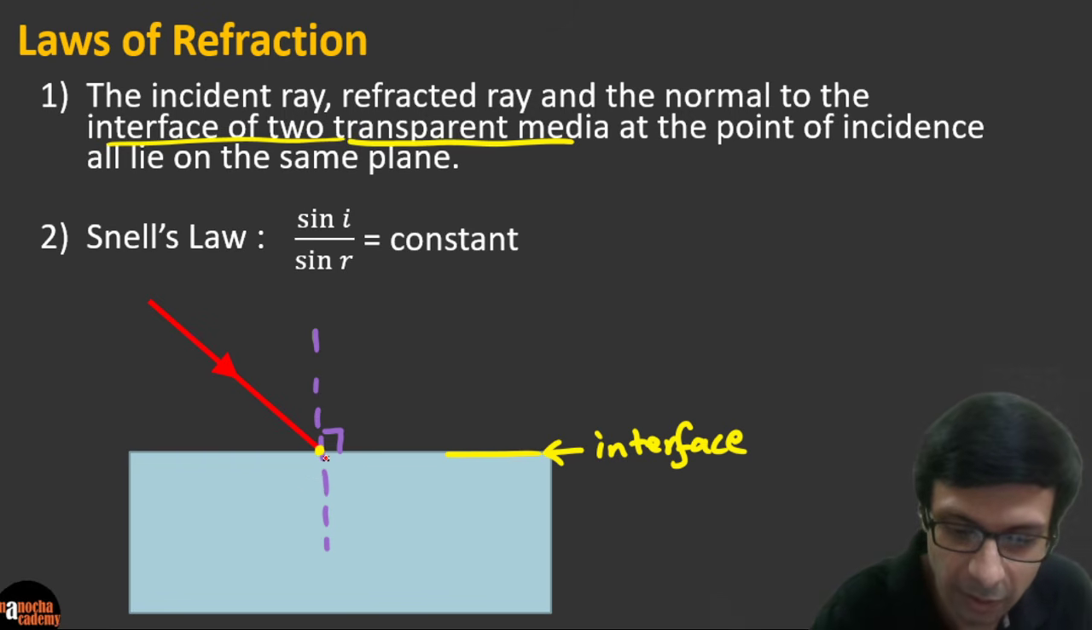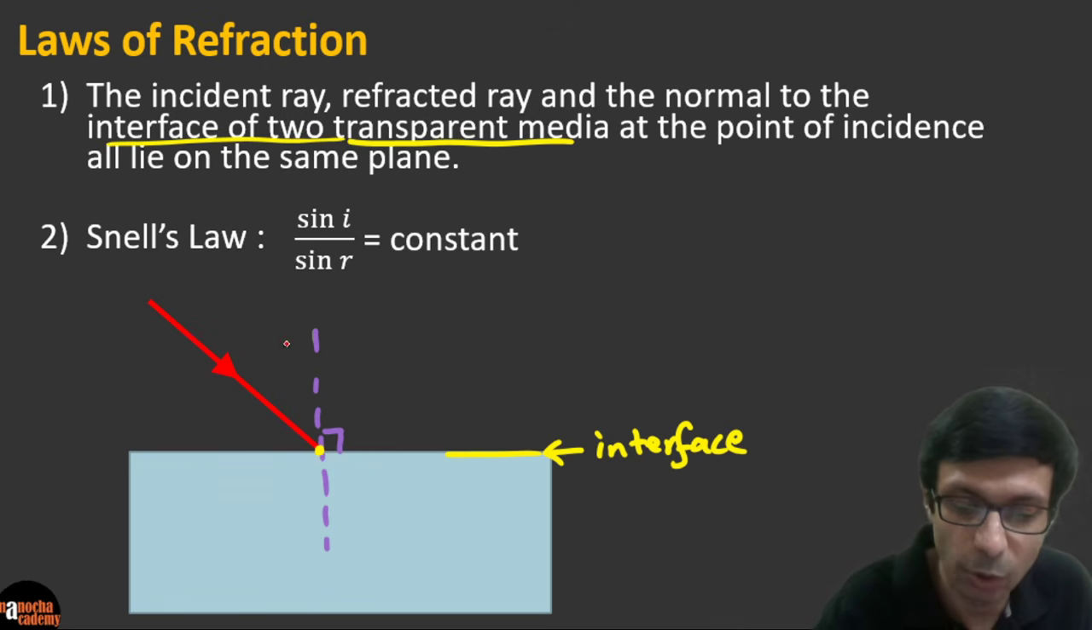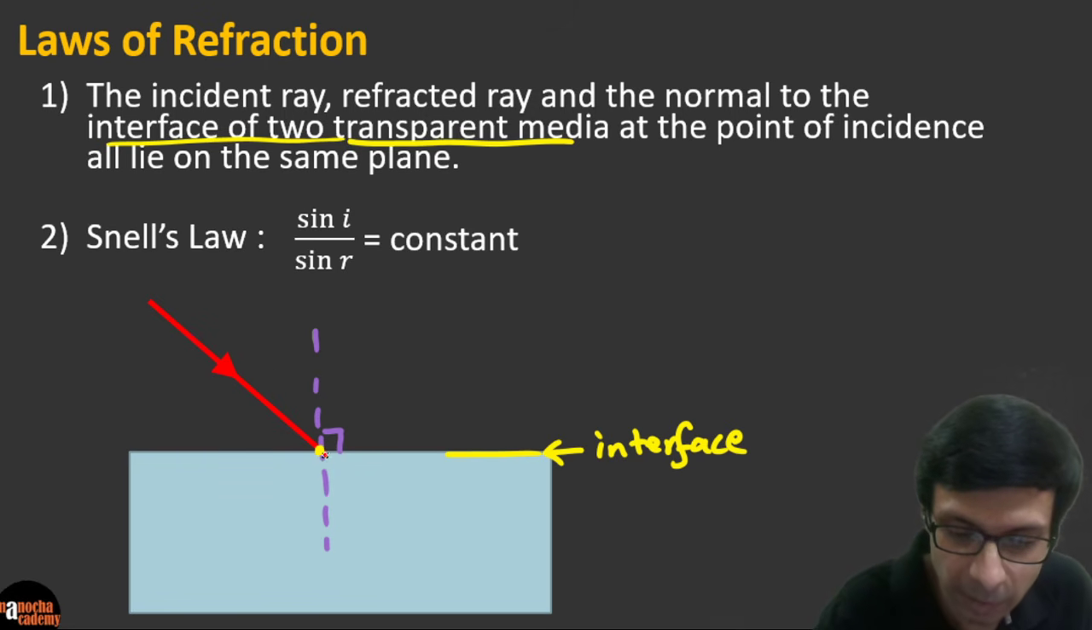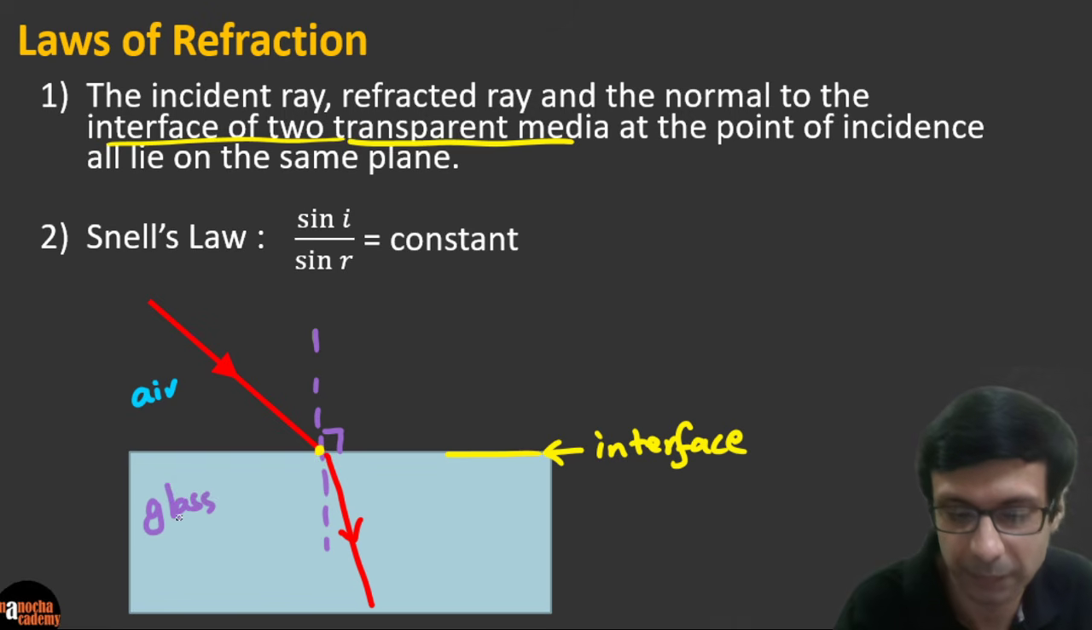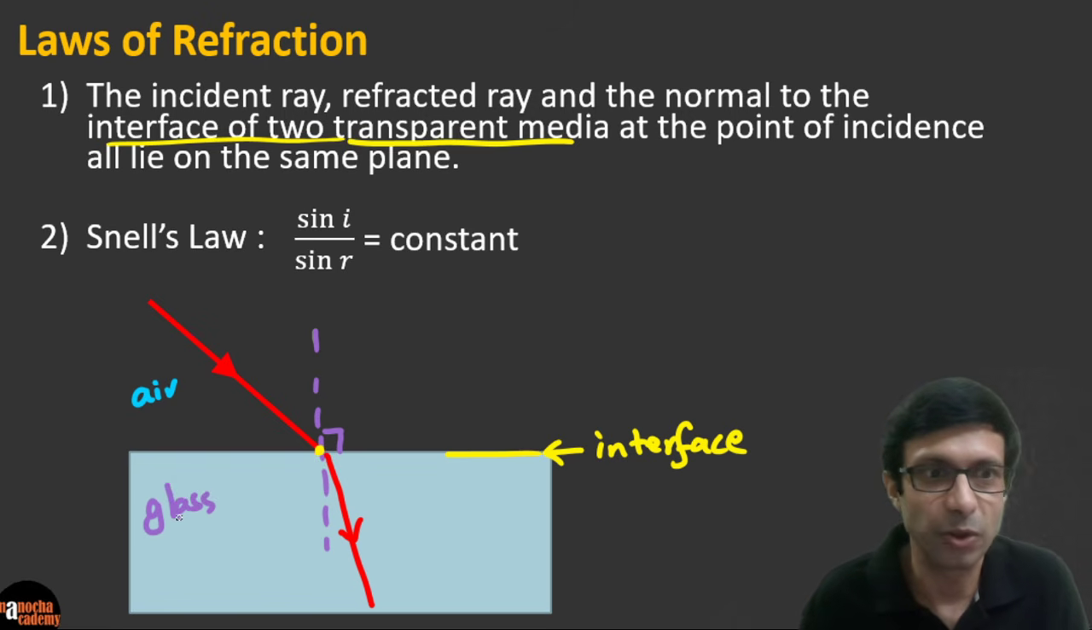And let me draw the refracted ray. Now since it's going from a rarer to a denser medium, it's going to bend towards the normal, right? Because here again it's going from air into this glass block. Okay, so can you see that?